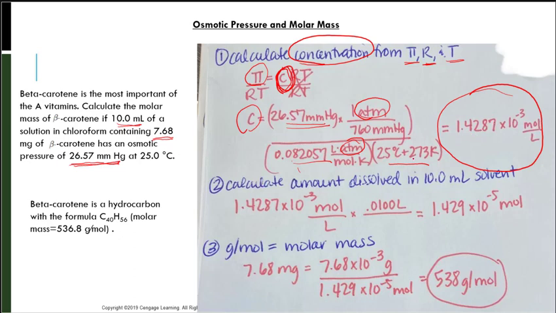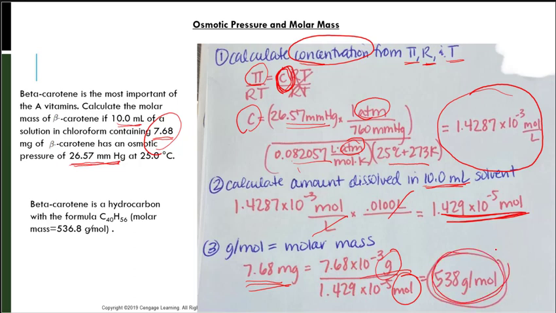I can then calculate the amount dissolved in 10 milliliters of solvent. It told me it was 10 milliliters, which is 0.01 liters. That will get rid of my liters, leaving me with moles. And it also told me I had 7.68 milligrams. Well, I need that to be in grams, so I can do my grams per mole. So 7.68 milligrams is 7.68 times 10 to the negative 3, or you could have written 0.00768 grams. And I would get a molar mass of 538 grams per mole.